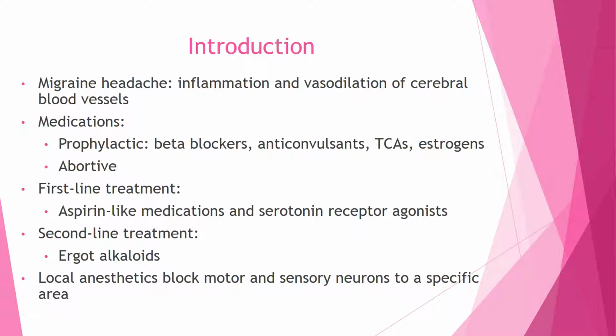Abortive is going to stop a migraine that has occurred. So your first line of treatment is going to be more of your non-specific analgesics, such as your aspirin-like medications, and your migraine-specific medications. So, for instance, your serotonin receptor agonist, which is your triptans. And then your second-line treatment that they can use are the ergot alkaloids. And then local anesthetics block the motor and sensory neurons to a specific area.